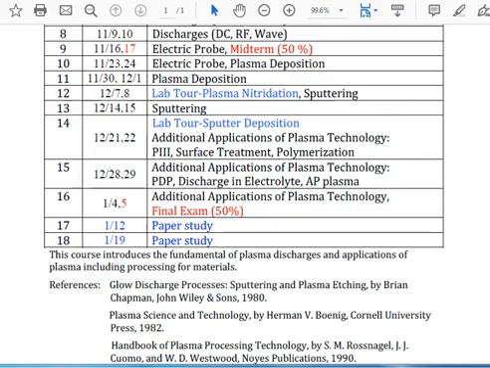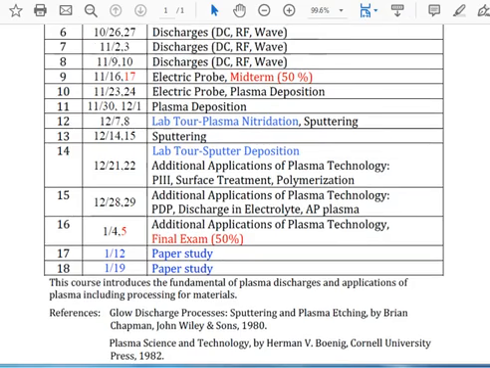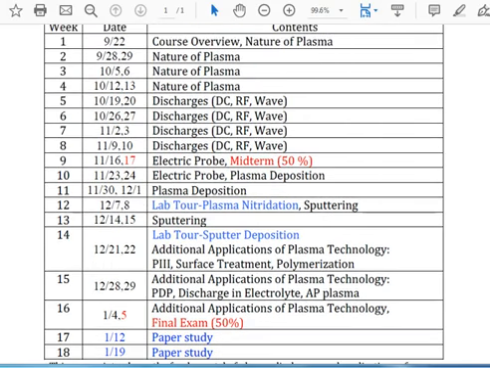There are 18 weeks for this semester, but the final exam is at 16 weeks. So there are 2 weeks left after the final exam. I will give you papers to study, papers on plasma technology, plasma applications, or the fundamentals of plasmas.